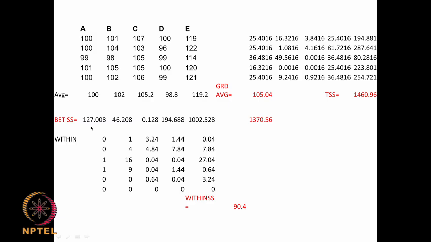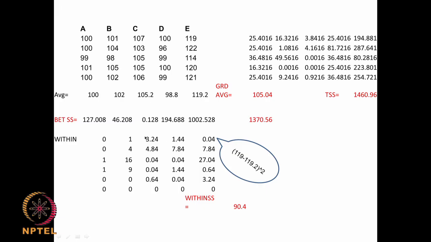Okay, so, between sum of squares is very simple. What do you do? You take this minus this square multiplied by 5. Why 5? There are 5 terms here, right? And then you take this minus this square and multiply by 5. So, you get like this, right? This minus this square multiplied by 5, this minus this square multiplied by 5, then you add up all of them. Okay? So, 5 into 100 minus 105.04 square, 5 you are multiplying because there are 5 terms like that. Okay, then you add up all of them, that will come to between sum of squares.